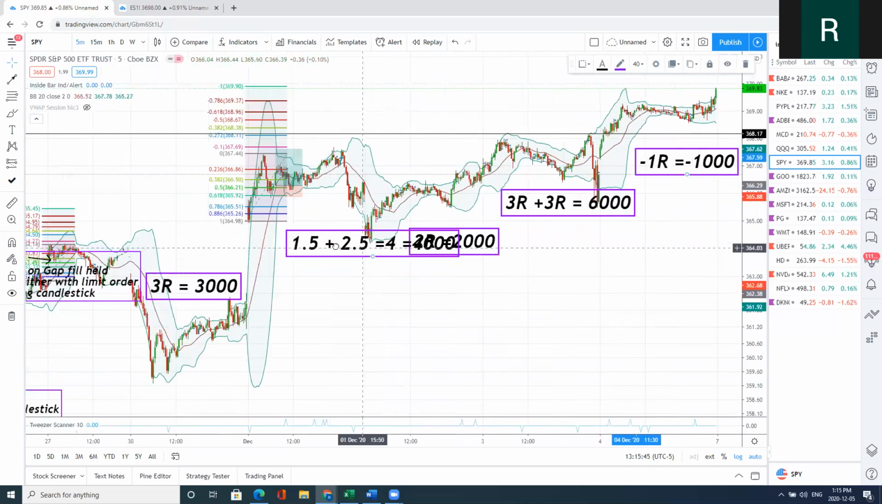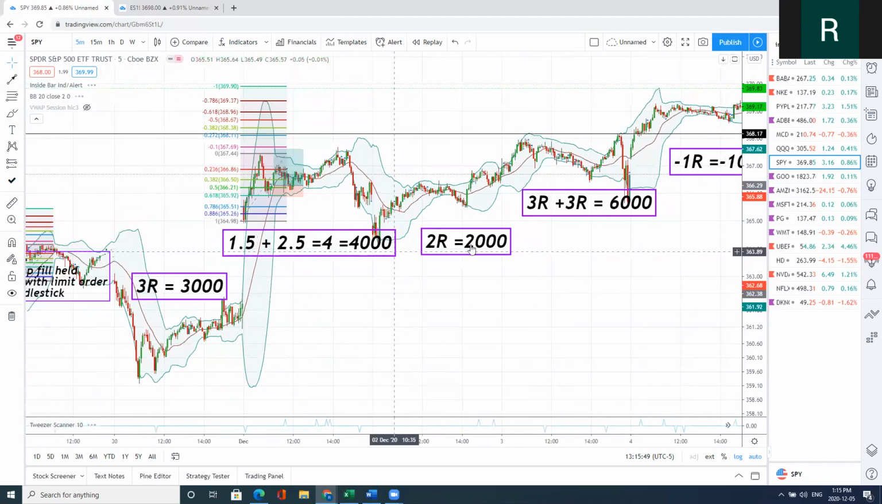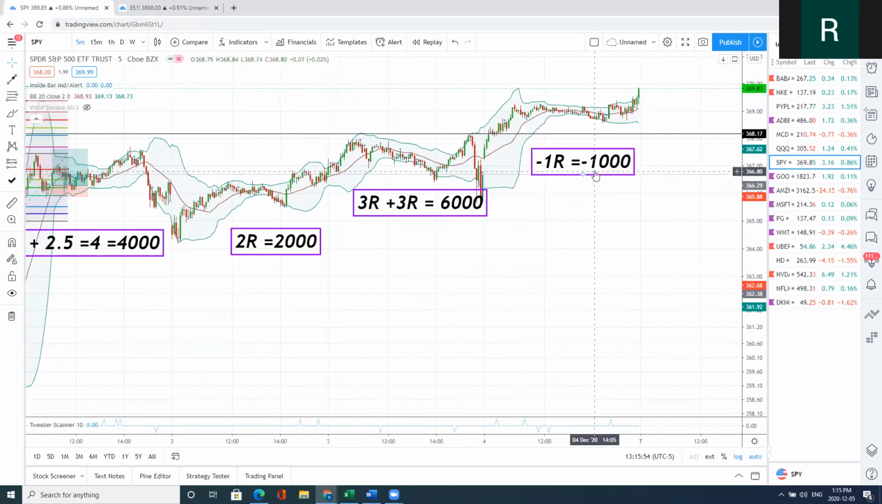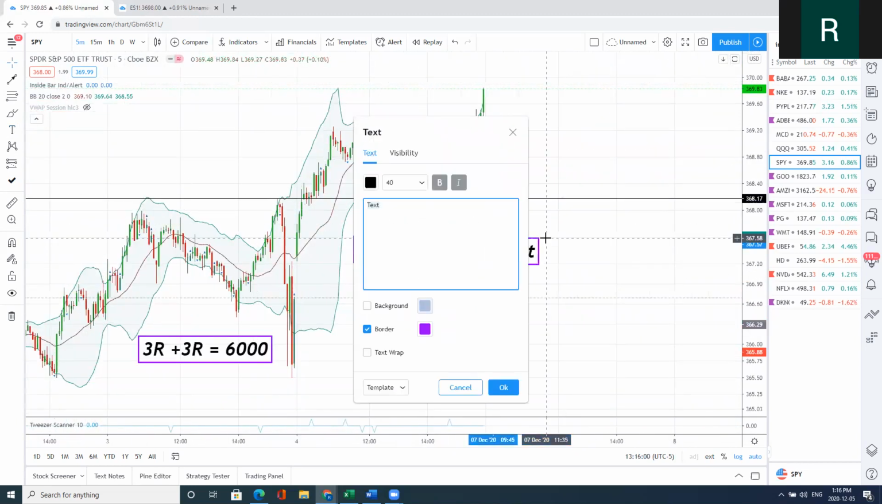So let's do the math and see where we end up on the week. So obviously this was a hell of a week. I don't even have to do the math, but 3,000, 4,000, 2,000, 9 minus 1 is 8 plus 6 is 14 grand. Okay, that's how it's done. 14R equals 14,000 on the week.